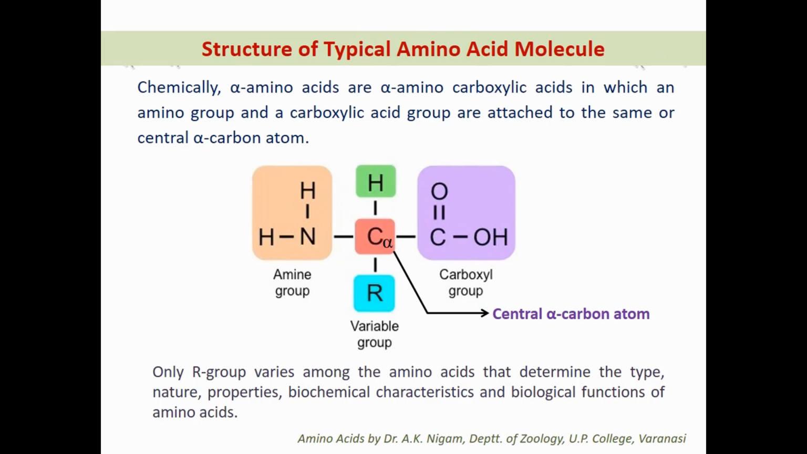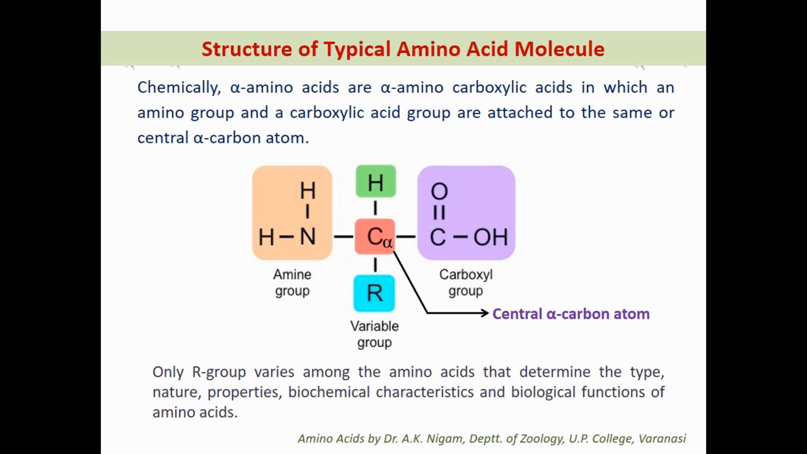Chemically, alpha amino acids are alpha amino carboxylic acids in which an amino group and a carboxylic acid group are attached to the same or central alpha carbon atom. Therefore, four different types of groups are attached to the central alpha carbon atom in an alpha amino acid. Those are the carboxylic acid group, the amino group, one hydrogen atom, and lastly the variable R group. This R group is also known as the side chain or variable group.